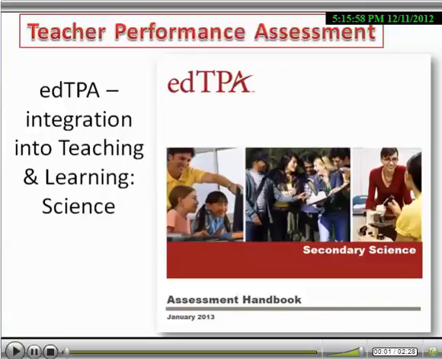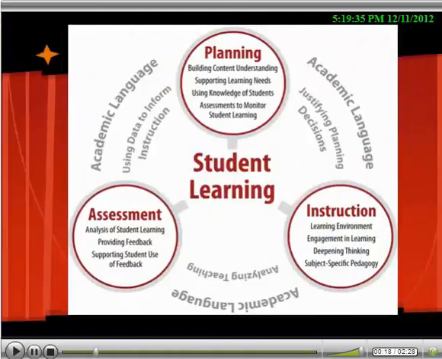New York State has adopted the EdTPA, Teacher Performance Assessment, as an exit requirement for all teachers seeking certification. Consequently, we've integrated the language and expectations into the MAT program starting as early as teaching and learning. As in all good instruction, the student learning is at the center, and we will be looking at how you can plan for good instruction and assessment, including the use of proper academic language as a cornerstone to your lesson development.